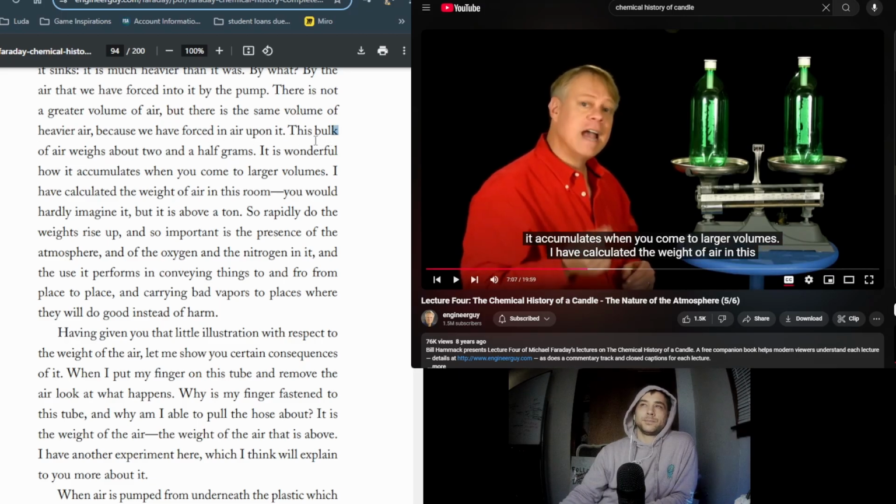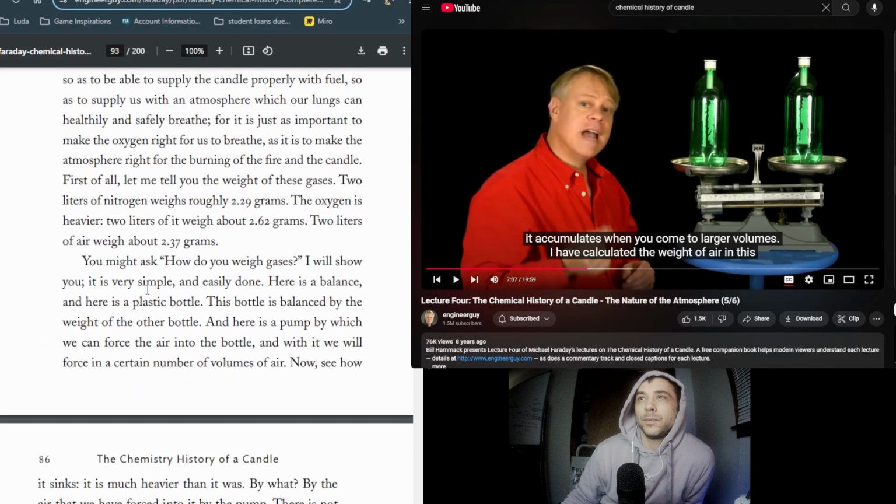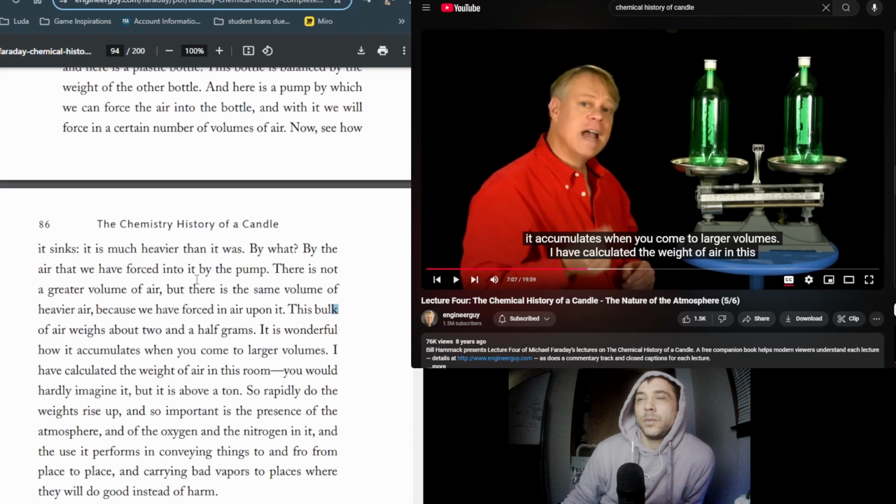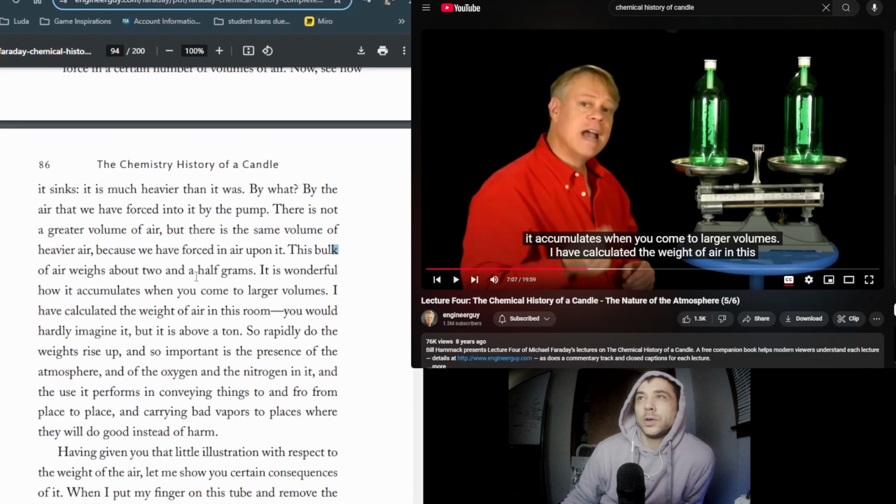Isn't that wrong? Isn't there a greater volume of air? He pumped in more air. Yeah, there's more volume. It's not heavier air, it's more. We have forced more air in it, so there's not heavier air, there's just a greater volume of air.